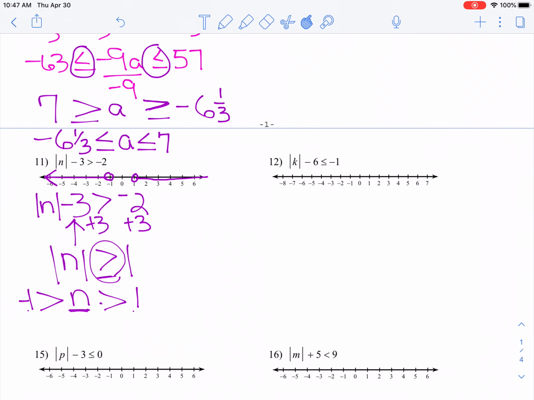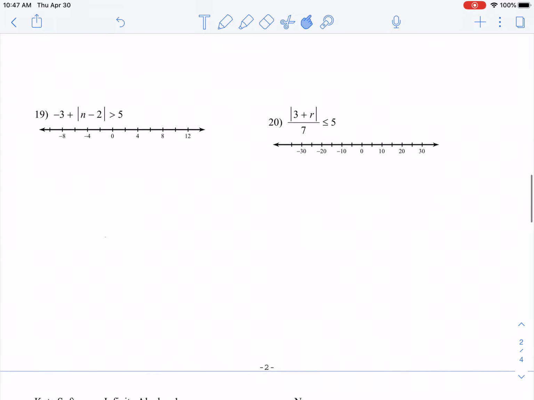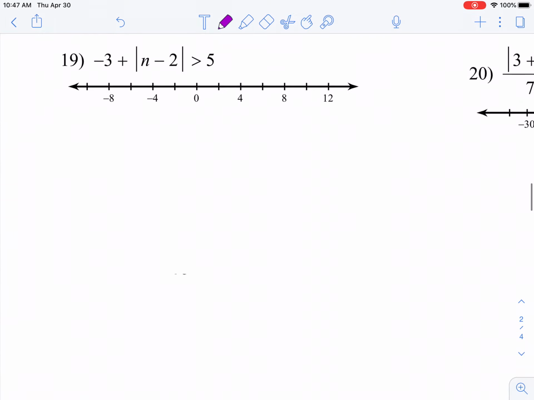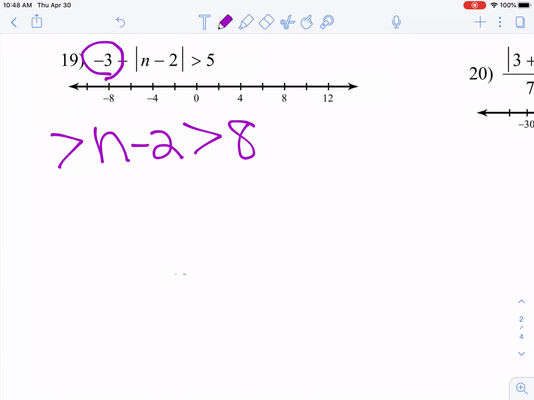I believe there were some questions on number 19. So the first thing you need to do is get rid of this negative 3 so that you have the absolute value bars as the only thing there. So to get rid of negative 3, I would add 3. So I'd have the absolute value of n minus 2 is greater than 8. And on the other side, you would have negative 8 is greater than n minus 2, which is greater than 8. So now I'm going to add 2.